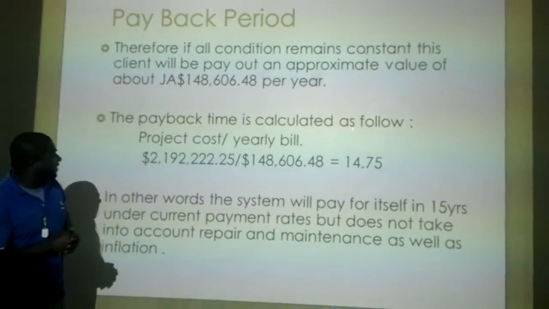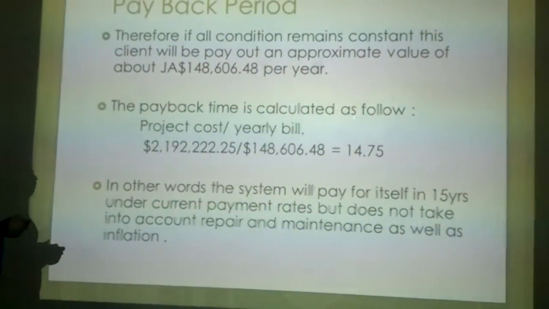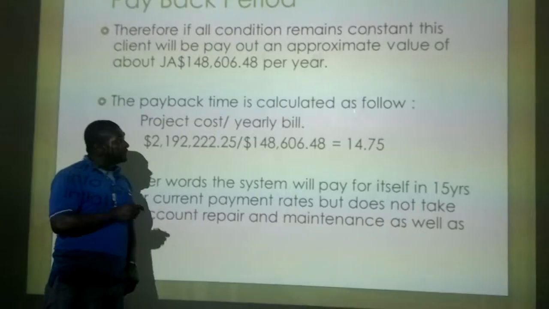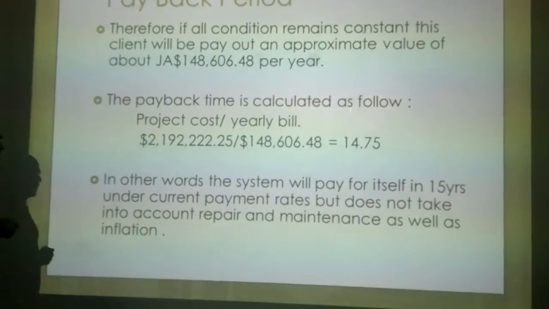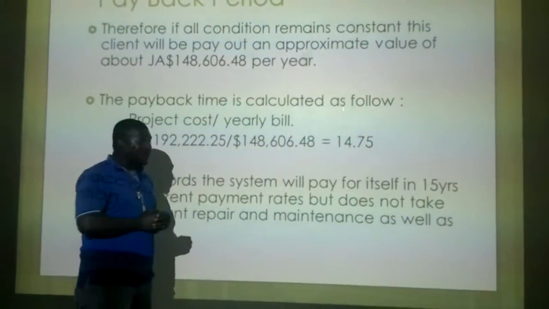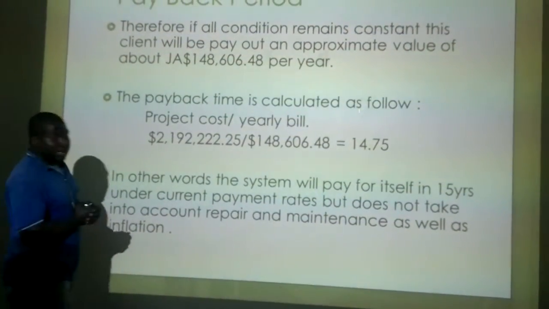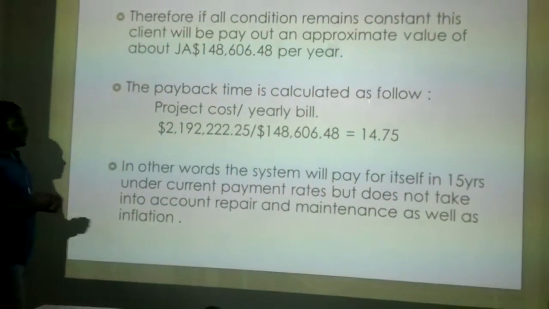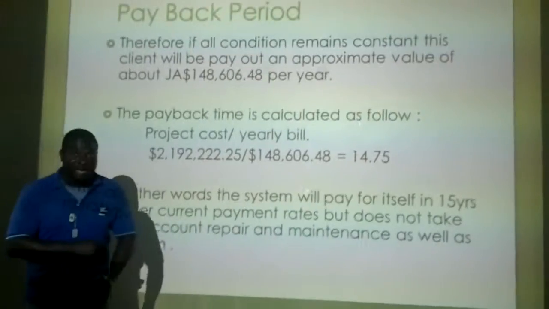So we use this figure to divide the cost of the system, and we get a total of 14.7, which is equivalent to around 15 years. So basically this system will take 15 years to pay back for itself. We did not incorporate maintenance costs as well as inflation, so this is just a rough estimate of what the payback period will be like.